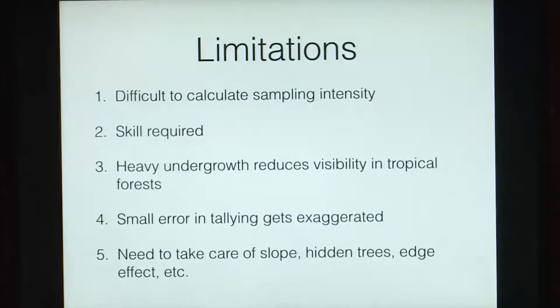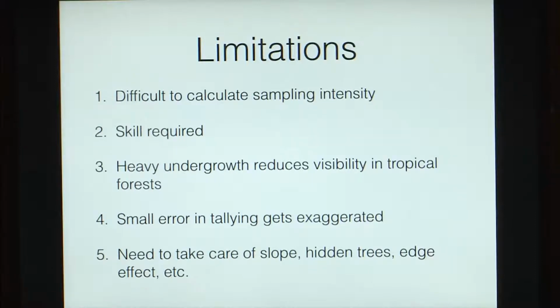So, sampling intensity is the number of samples divided by your total number in the population, or in this case it is the sum of the areas of the sample plots divided by the total area of the forest stand. Now, in the case of point sampling, because we have not defined any fixed area sample plots, figuring out the sampling intensity is much more difficult. Another limitation is that you require huge amounts of skill when you are using point sampling.